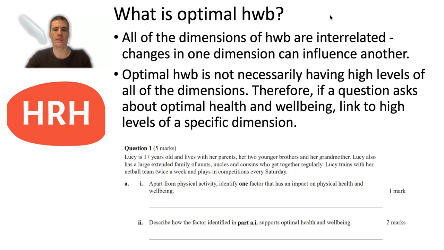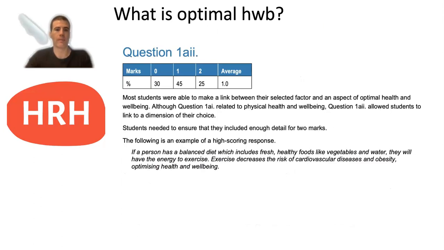Students were asked to take the example from part 1 and then link that to any dimension of health and well-being in part 2 to make that link into optimal health and well-being. You can see here in the examiner's report, just to reinforce this, that students were able to make a link between their selected factor and an aspect of optimal health and well-being. Although question 1A Part 1 related to physical health and well-being, question 1A Part 2 allowed students to link to a dimension of their choice, reinforcing that you could have chosen any of those dimensions to link into optimal health and well-being.